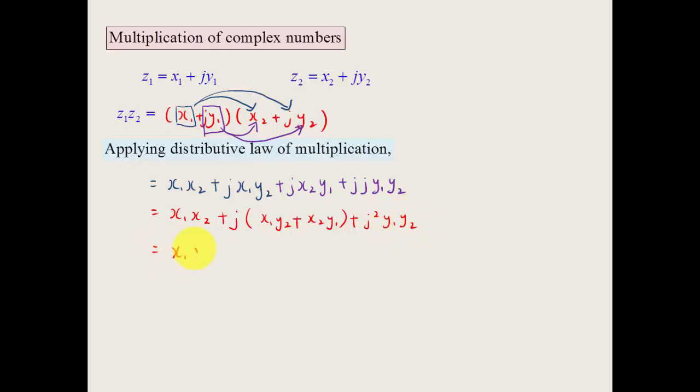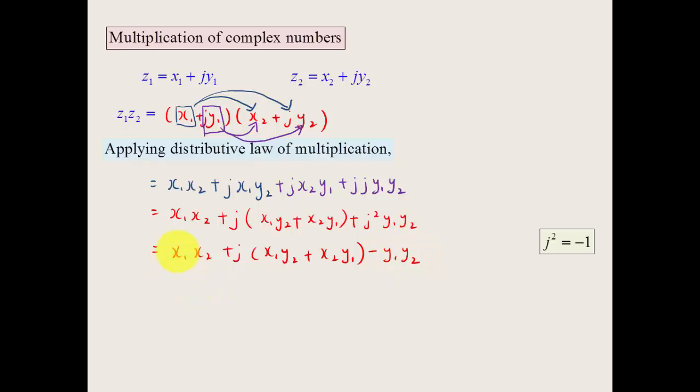Let's continue. Let's copy whatever was written earlier. Nothing I can do about them, so I'll just copy. Recall that j squared is negative 1. Hence, this last term here will become negative y1 times y2.